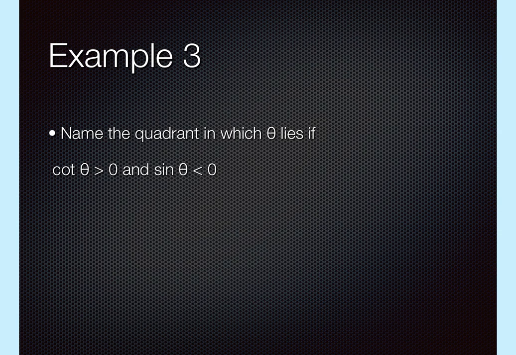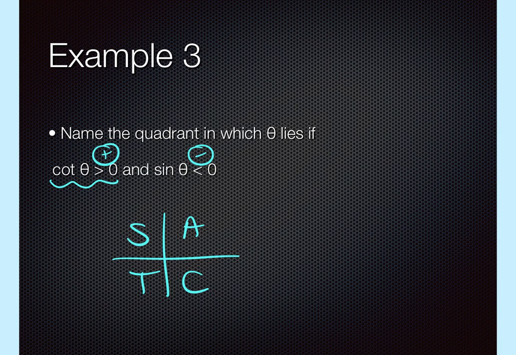Example 3 is an application of it. It says, name the quadrant in which theta lies if cotangent of theta is greater than 0 and sine of theta is less than 0. So what sign does cotangent have if it has to be greater than 0? Positive. What sign does sine have if it's less than 0? Negative. So if we think about our original trig functions, instead of cotangent, we're looking at tangent because they would have the same sign. They would be reciprocals, but they have the same sign.